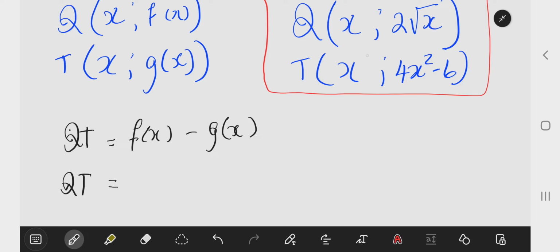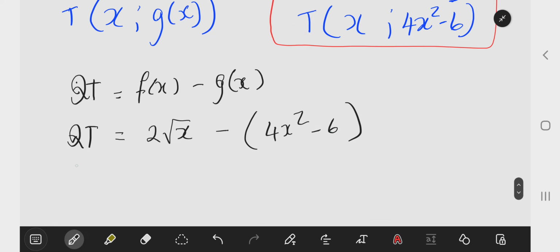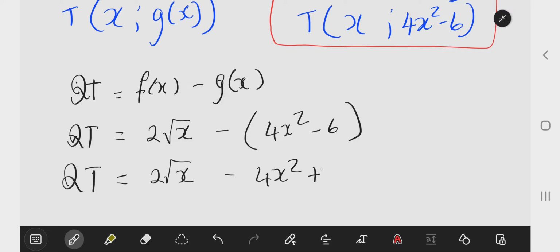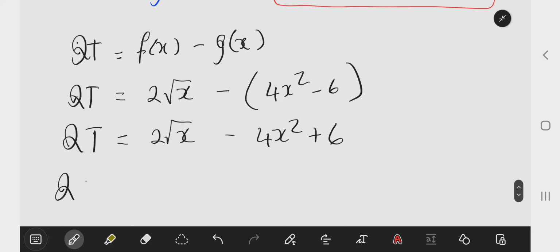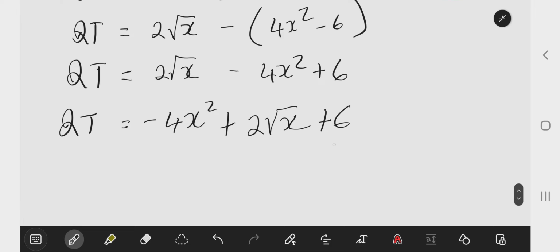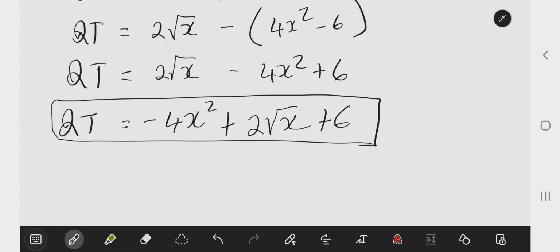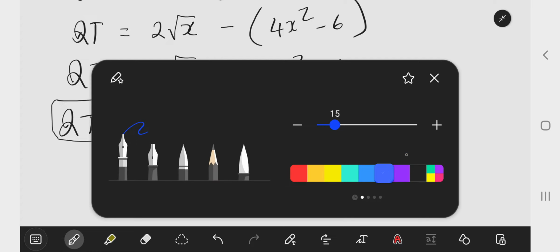Kuzoba f of x wethu 2 root x, right? Minus g of x, which of x wethu 4x squared minus 6, right? So QKT or QT is equals to 2 root x minus 4x squared plus 6, right? So QKT or QT is equals to minus 4x squared plus 2 root x plus 6. So now distance yakho la, which is your QKT or QT, right?